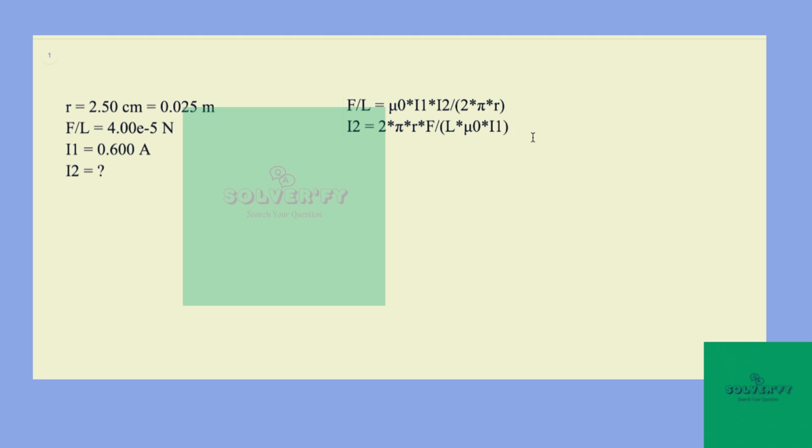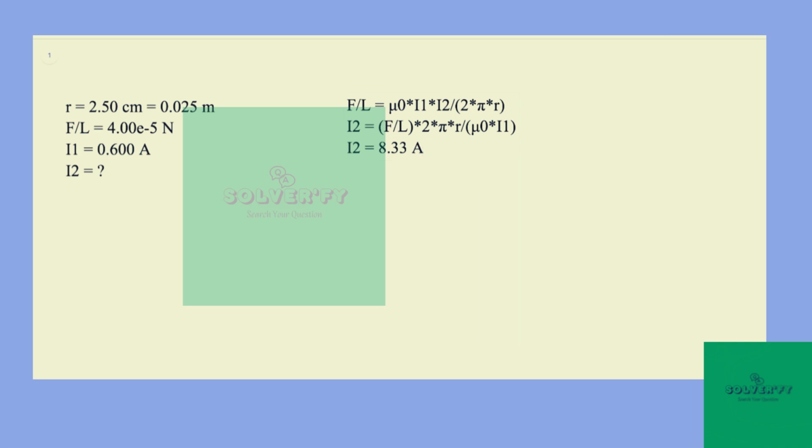So now all we have to do is plug in all of these values. Since we have R is 0.025, F per L. If we want, we can pull this factor out front to make sure that we're plugging in the right thing. So we have that F per L is sitting out right here. So F per L times, that's 4 times 10 to the minus 5 times pi times 0.025, and then we're dividing that by mu naught times I1, which we're told here. So when we plug that all in, we should get I2 is equal to 8.33 amps. So this is our answer to part A.